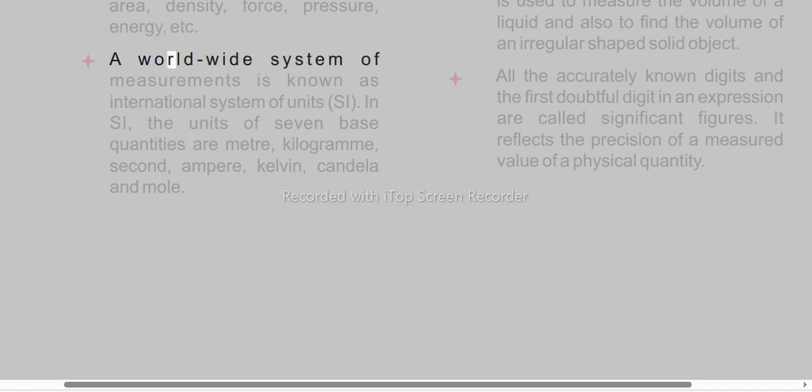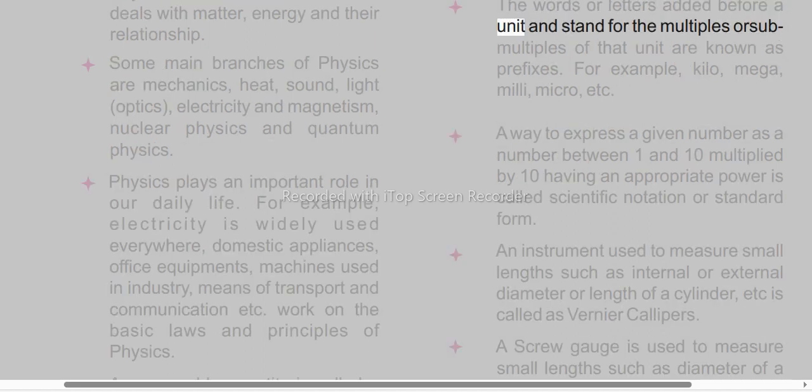A worldwide system of measurements is known as the International System of Units, SI. In SI, the units of the 7 base quantities are meter, kilogram, second, ampere, Kelvin, candela and mole. The words or letters added before a unit that stand for the multiples or submultiples of that unit are known as prefixes. For example, kilo, mega, milli, micro, etc.